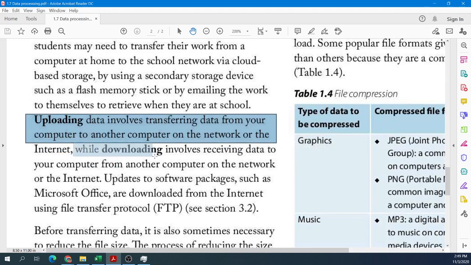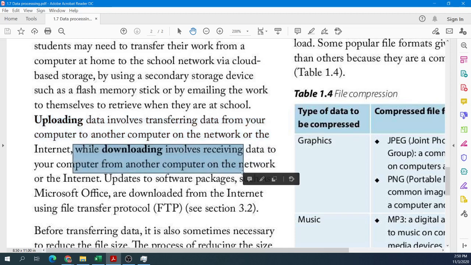Now, downloading is when your friend sends you a video or a picture, whatever the case may be. So when you are receiving the data to your device, that is referred to as downloading.